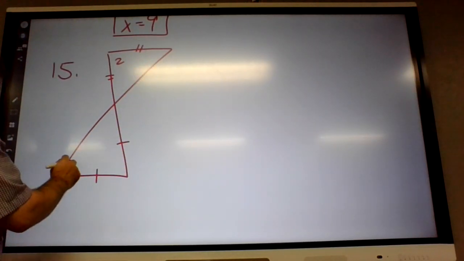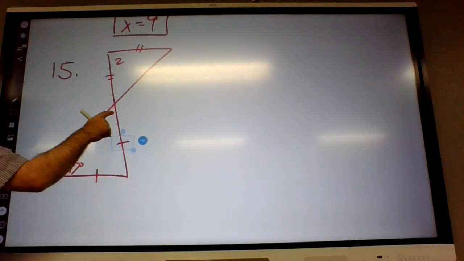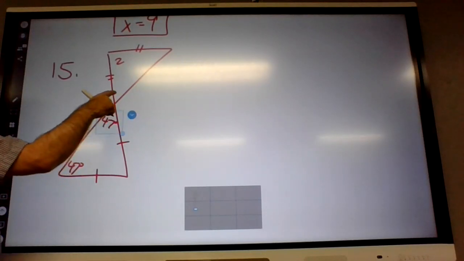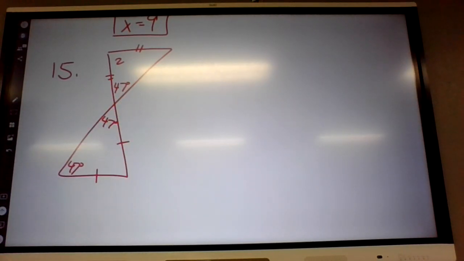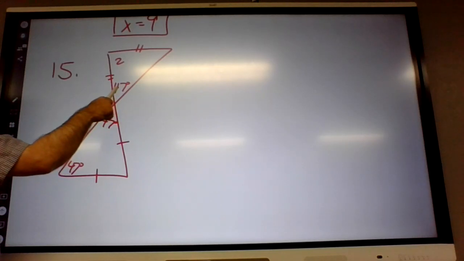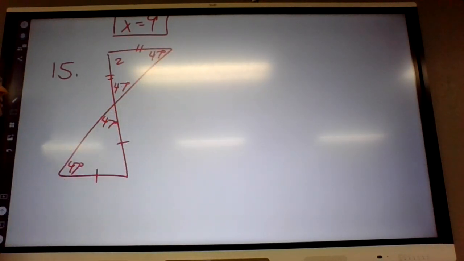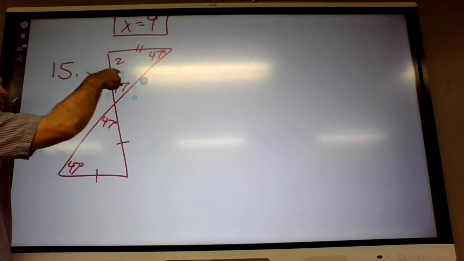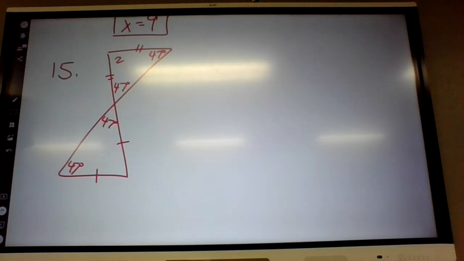Okay, this one we got 47. So if this is an isosceles, these two angles are the base angles. This would be 47. If this is 47, the vertical angle is 47. If this is 47, what else is 47? This is 47. So 180 minus these two will give you the third angle in the triangle. They're 94. 180 minus 94 is 86.